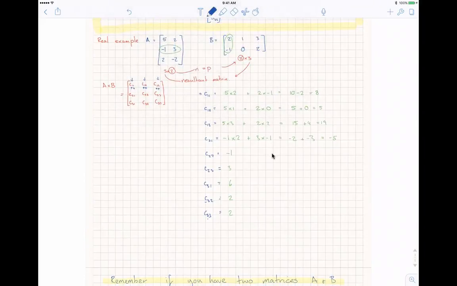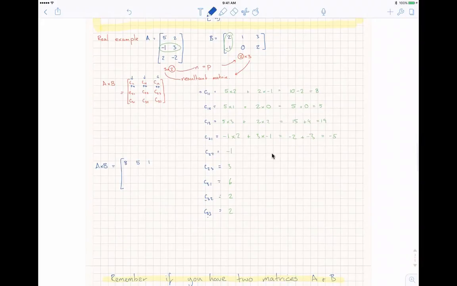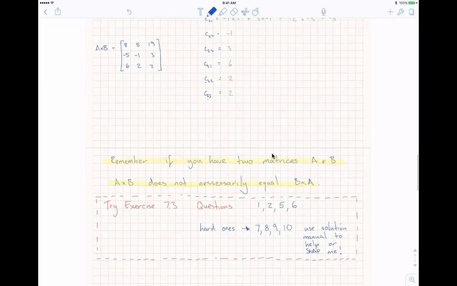So in other words, if we multiply A times B, we get this particular resultant matrix. So putting each of those values into the matrix, C1,1 is 8, C1,2 is 5, we've got 19, -5, -1, 3, 6, 2, and 2, and that would be our final answer. So just make note that if you have two matrices, A and B, AB does not necessarily equal B times A.